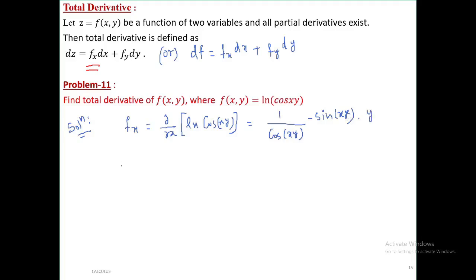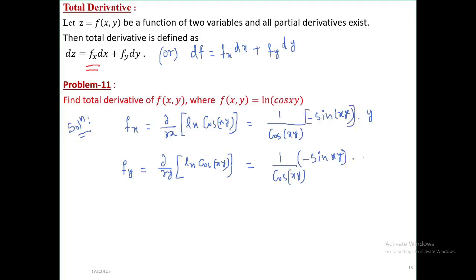And what is fy? Again same story, dou by dou y of ln of cos xy. First the derivative of ln is 1 by cos xy, and again by chain rule the derivative of cos xy is minus sin xy, and the derivative of xy with respect to y is x. So this is fy. So now finally dz or df, the total derivative df is fx.